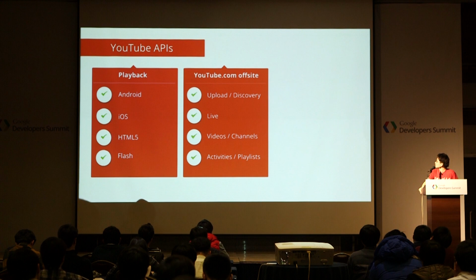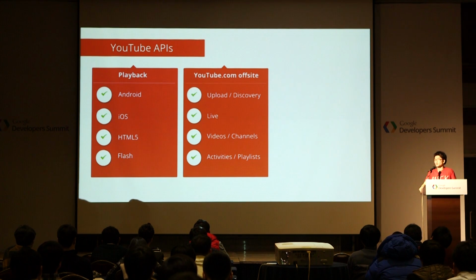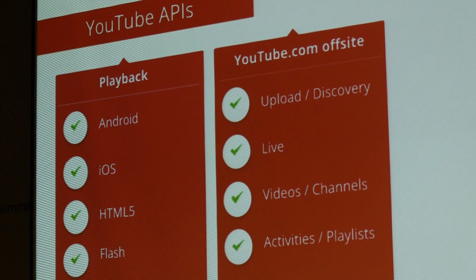The second thing is utilizing the features of YouTube.com outside of it. For example, uploading video and finding a video, and also putting live stream content on YouTube, modifying the video content, modifying video metadata or channel metadata, and also investigating user activities or video stats outside of YouTube.com.